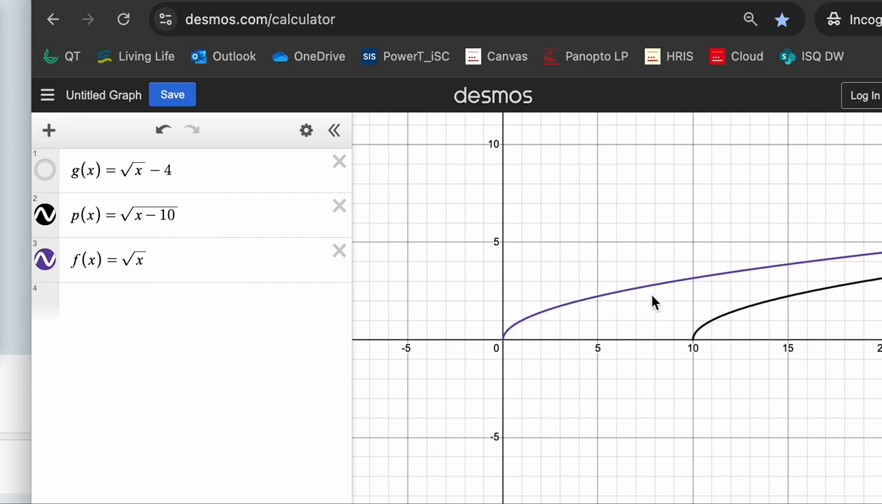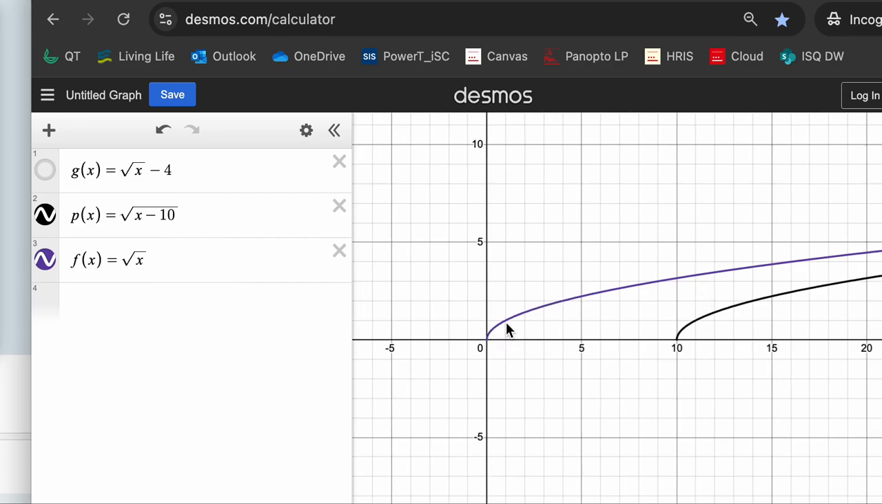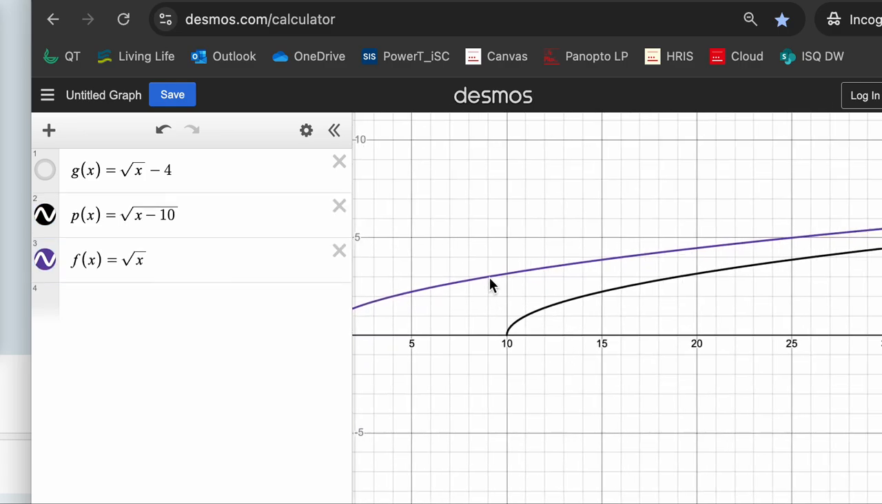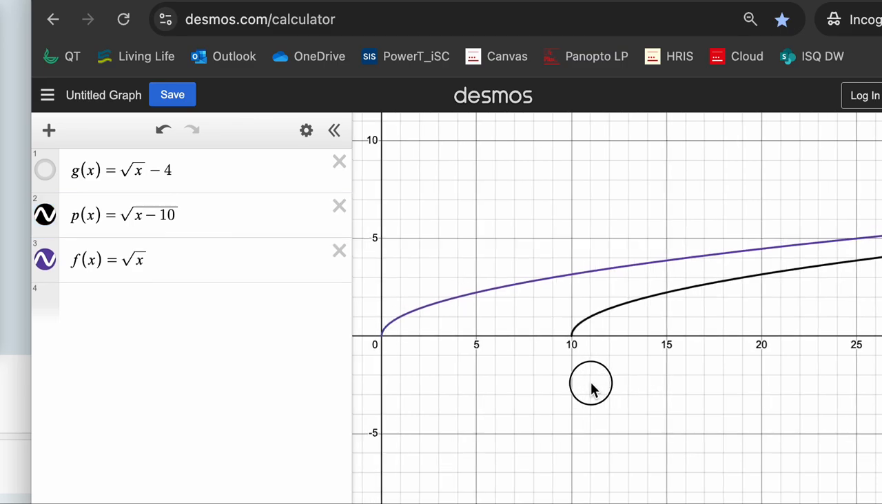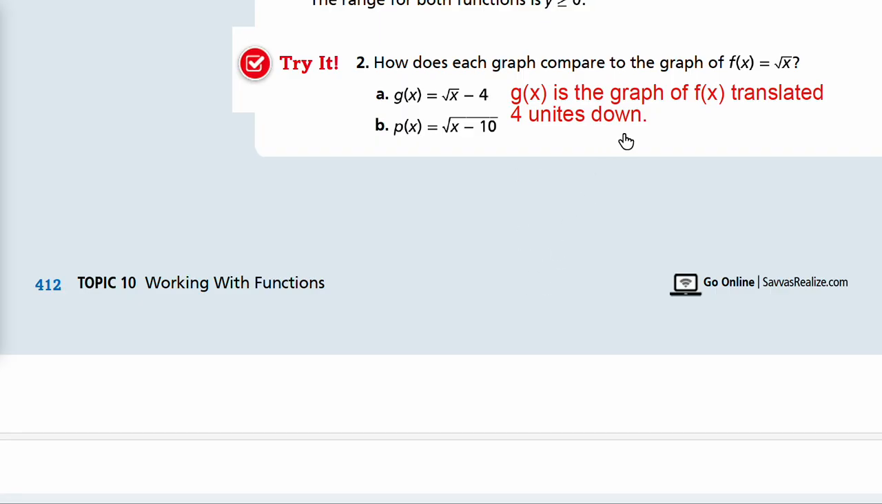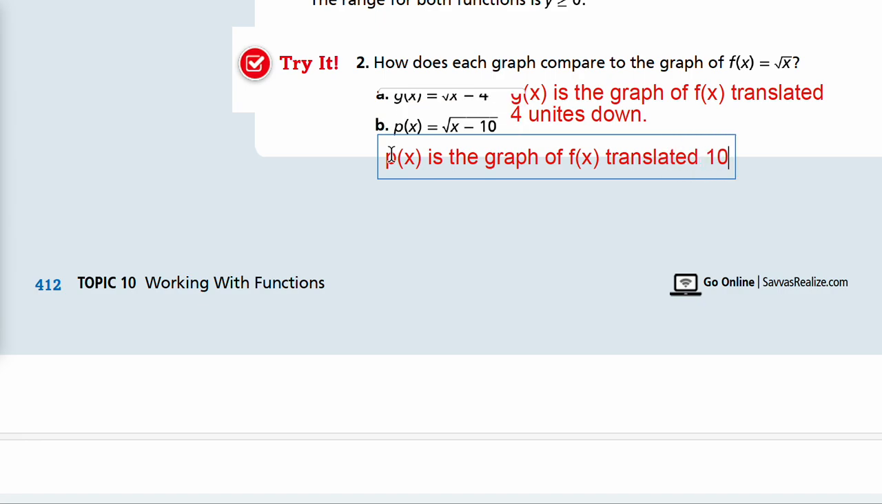Where's another point? This point moves 10 units to the right. And then this point moves 1, 2, 3, 4, 5, 6, 7, 8, 9, 10 units to the right, exactly. So yes, it's a translation 10 units to the right. P of x is the graph of f of x translated 10 units right.